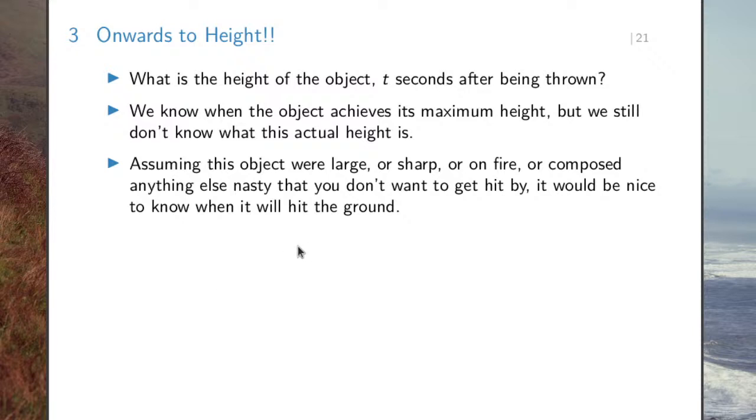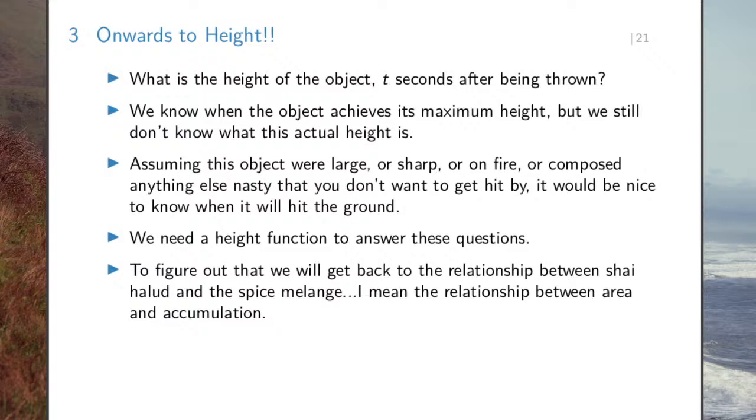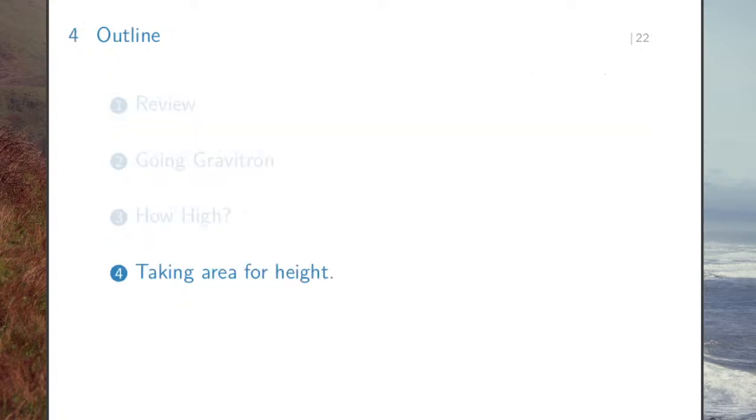Anyway, assuming this object were large or sharp or whatever, you might want to know how much time you have to get out of the way if it's falling towards you, right? And so we need a height function. We're going to work towards that. But for now, we need to think about the relationship between Shai Hulud and the spice melange. But really, it's that notion of area again. We're going to go back to area.